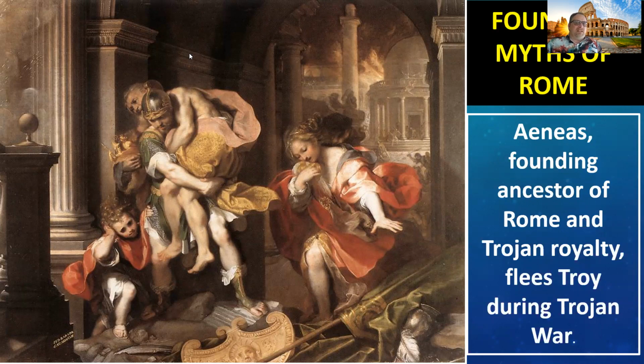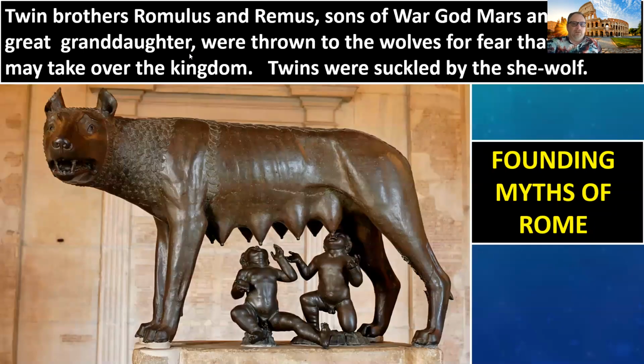And so basically what Rome says is, yes, Greece conquered Troy, but Troy and his ancestors in Aeneas eventually are going to conquer Greece, which they will by developing a professional army. So Aeneas, the founding ancestor of Rome and Trojan royalty, flees Troy during the Trojan War, ultimately settling amongst the Etruscans in Italy. A second foundation myth is a story of Romulus and Remus, twin brothers.